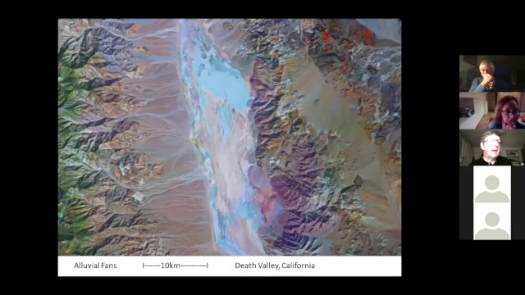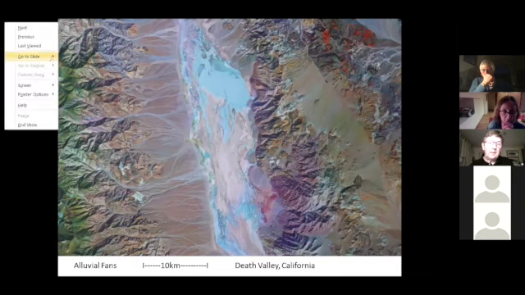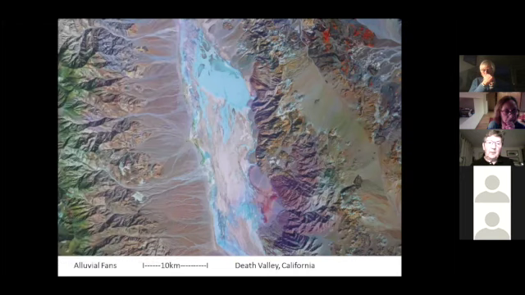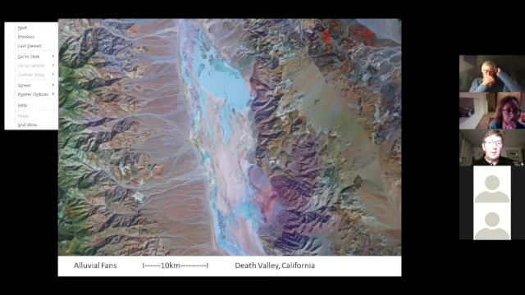This is Death Valley, California. It's hot, it's dry, it has mountain ranges on either side. This is the Panamint Range on the left-hand side. There we are. This is the much higher Panamint Range on this side. This is the lower Amargosa Range on this side.